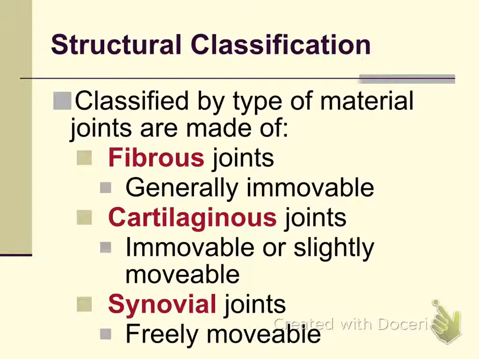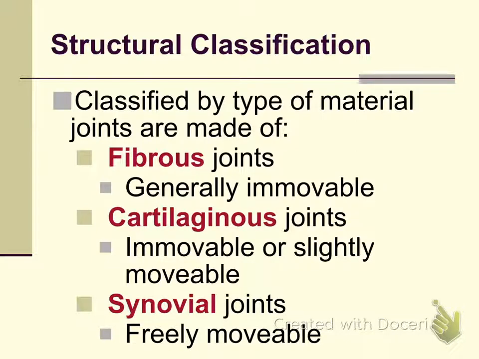Another method of classifying is classification based on structure, or structural classification. That means that it is classified according to the material that the joint is made up of. A fibrous joint is made up of fibrous tissue, which means that it is made up of dense connective tissue, or has lots of collagenous fibers. Collagen fibers, remember, are really tough, but they don't stretch very well. So you're going to find little or no movement whatsoever in a fibrous joint.